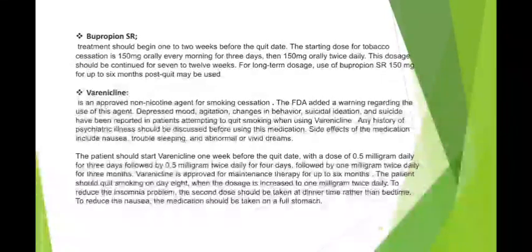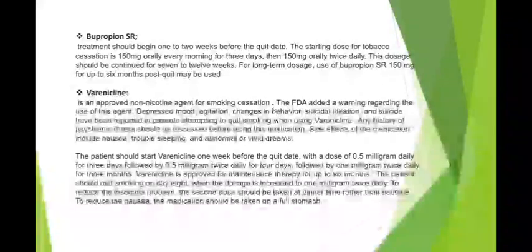And if we talk about varenicline, it is an improved non-nicotine agent for smoking cessation. The FDA added a warning regarding the use of this agent. Depressed mood, agitation, changes in behavior, suicidal ideation, and suicide have been reported in patients attempting to quit smoking when using varenicline. Any history of psychiatric illness should be discussed before using this medication. The side effects of the medication include nausea, trouble sleeping, and abnormal or vivid dreams.